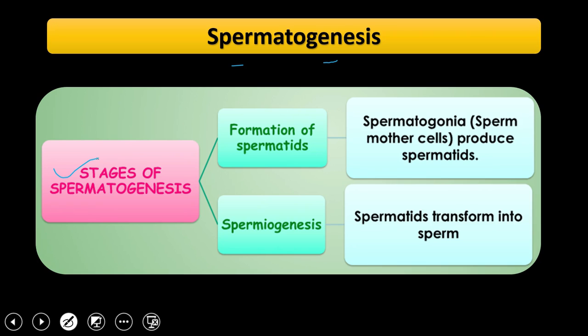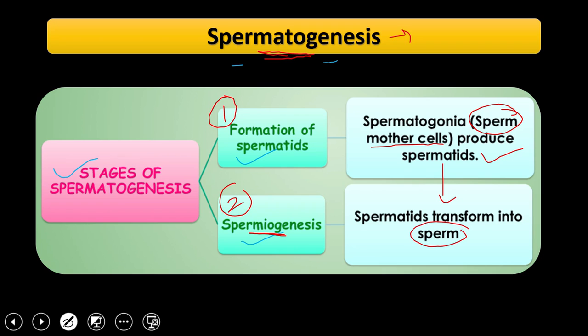Spermatogenesis is divided into two stages: formation of spermatid and spermiogenesis. Don't confuse spermiogenesis and spermatogenesis. Spermatogenesis means the whole process, and spermiogenesis means spermatid to sperm cells. In the formation of spermatid, spermatogonia, the sperm mother cells, produce spermatids, and those spermatids then transform or differentiate into well developed sperm cells, the male gametes. That is spermiogenesis.